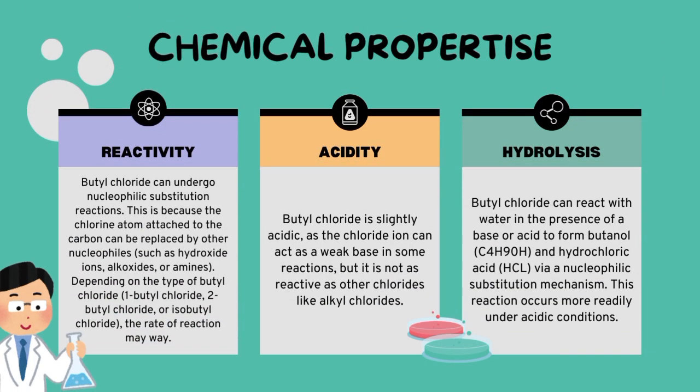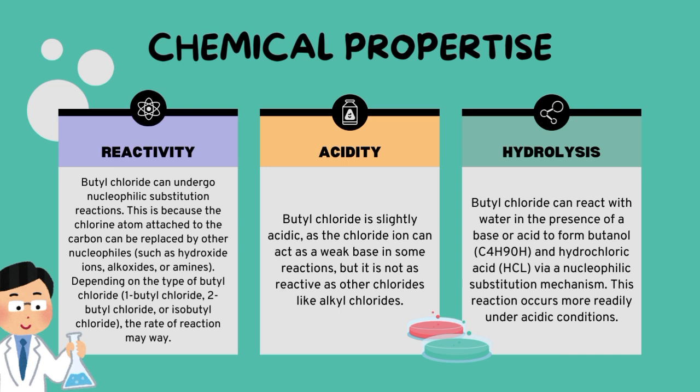Butyl chloride has several chemical properties, including reactivity, acidity, and hydrolysis. For reactivity, butyl chloride can undergo nucleophilic substitution reactions. This is because the chlorine atom attached to the carbon can be replaced by other nucleophiles, such as hydroxide ions, alkoxides, or amines, depending on the type of butyl chloride, whether it's 1-butyl chloride, 2-butyl chloride, or isobutyl chloride. The rate of reaction may vary.